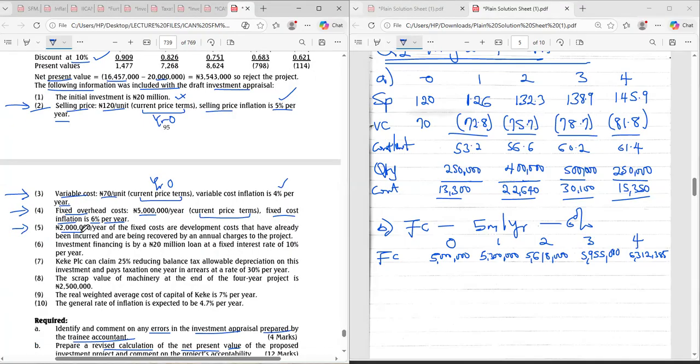We were told that 2 million per year of the fees cost are development costs. I repeat, 2 million of the fees costs are development costs per year that have already been incurred and are being recovered by an annual charge to the project. So inside the fees cost, we have 2 million naira. And that 2 million naira belongs to what? Development cost, which we have spent money on. But we are recovering it. That means we are getting it back from our profits or from our income that we make from the investment.